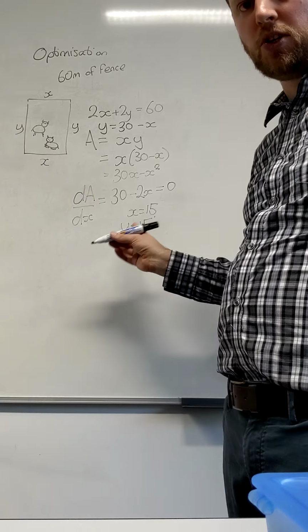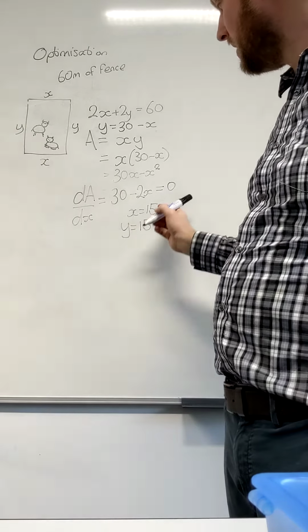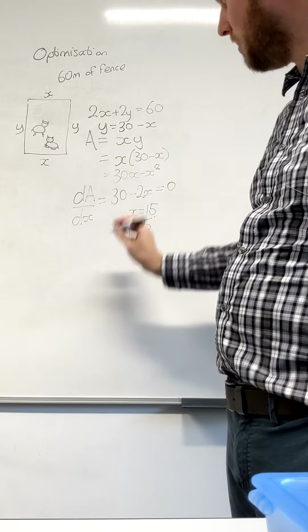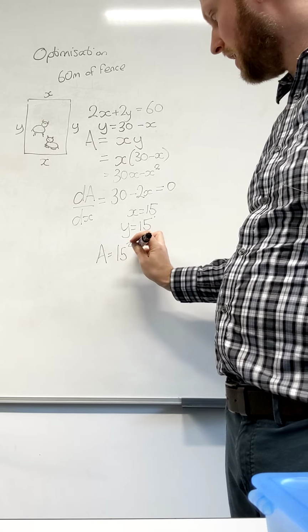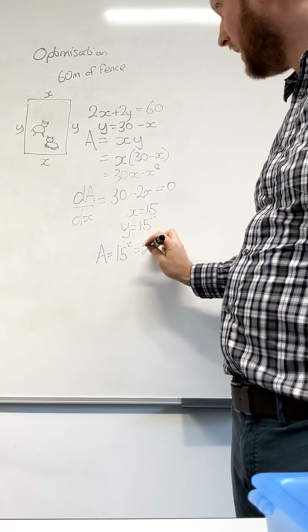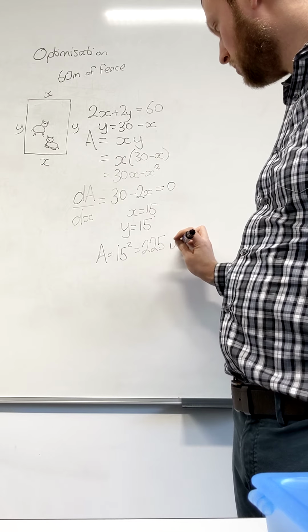What we could do, if we wanted to, we could also go back and find out what is the area of the field then. So we'll just take these x and y values and substitute them back into A. So A is equal to 15 times 15, so 15 squared, which is 225 square units.